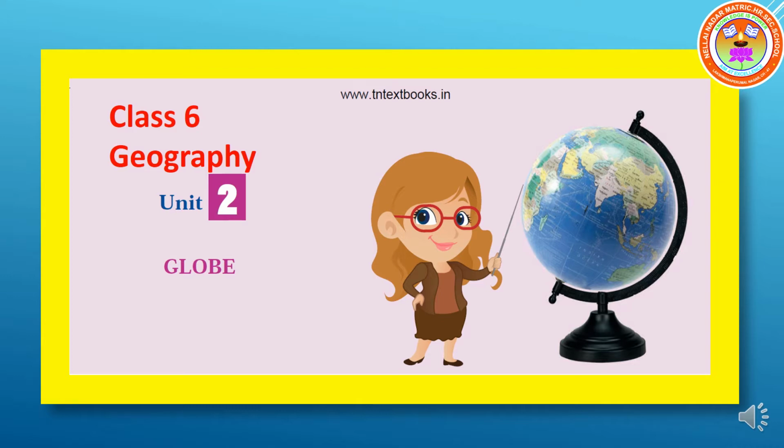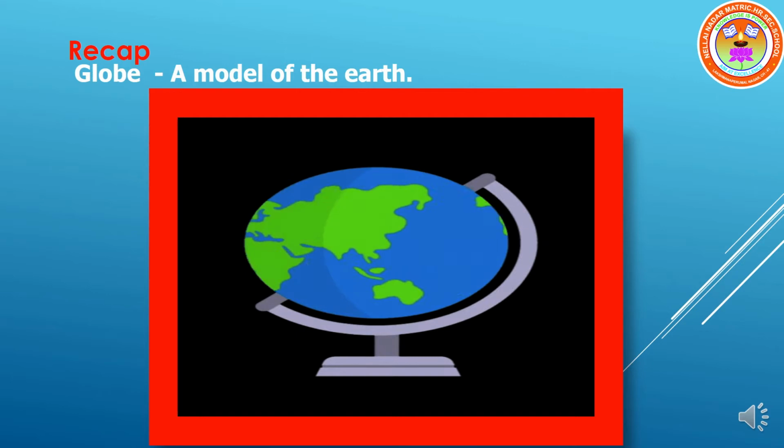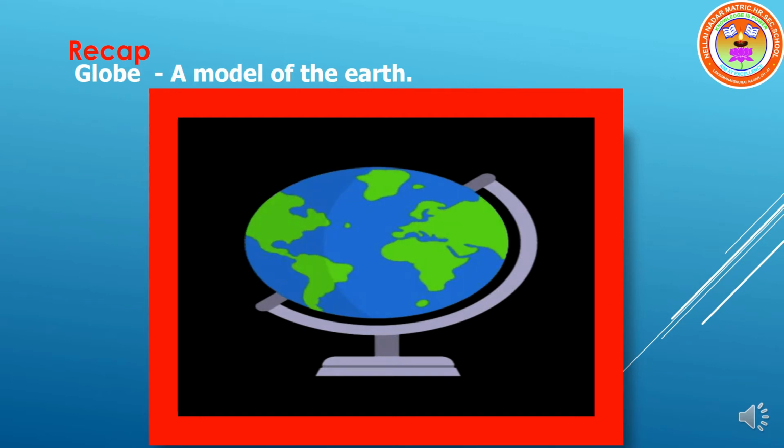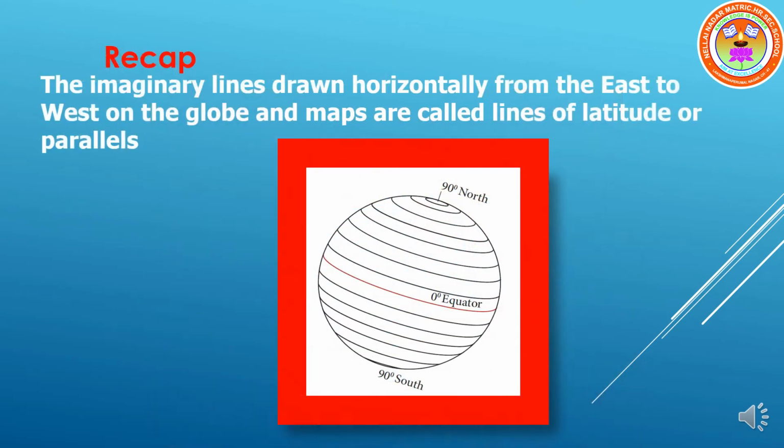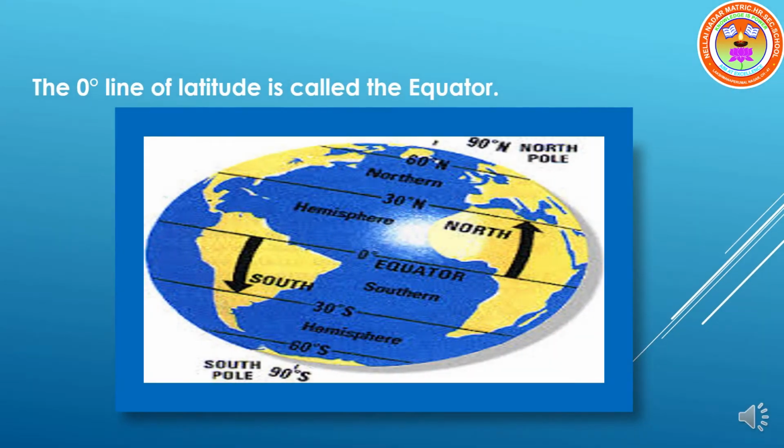Okay, shall we start? First, let us recap what we have learnt in the previous class. What is a globe? A globe is a small model of the Earth. Next, the imaginary lines drawn horizontally from the east to west on the globe and maps are called lines of latitude or parallels. The 0-degree line of latitude is called the equator.